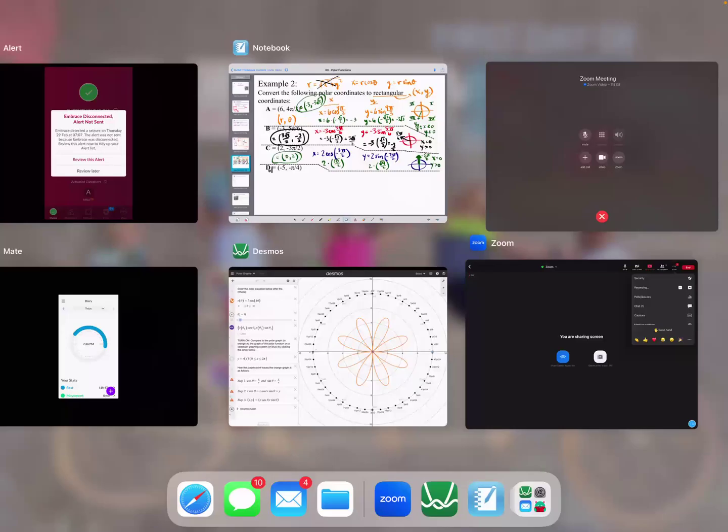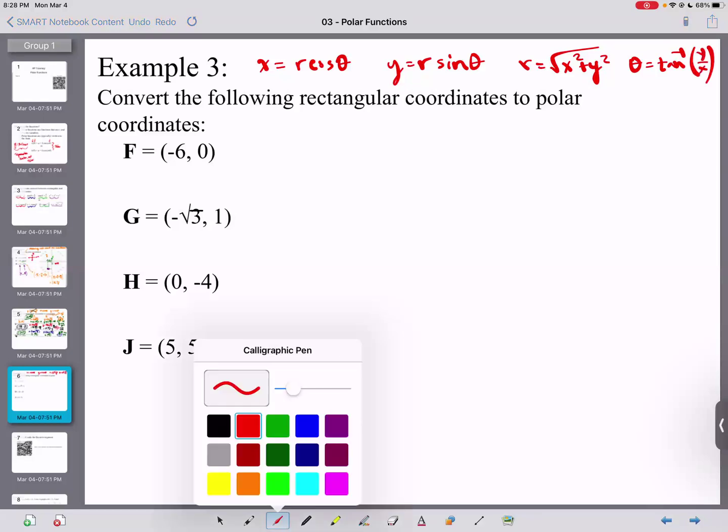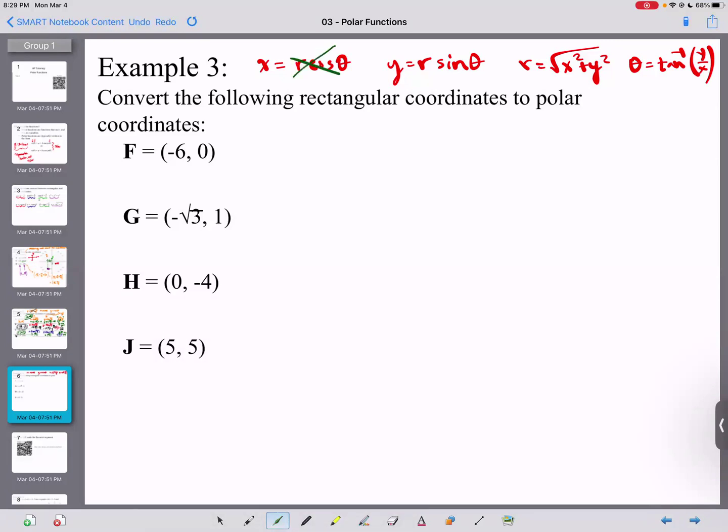Okay, so picking back up. Now we're going to look at how do we convert rectangular to polar? Well, remember what we just did was we did x equals r cosine theta and y equals r sine theta. Now, how you convert the other way is you use that r is the square root of x squared plus y squared, and your theta is the tangent inverse of y over x. Those are the two formulas we're now going to use. So we're not going to use these two. Instead, we're going to use those other two formulas.